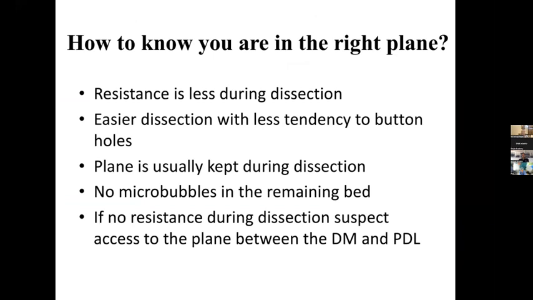But remember that if you find your spatula or dissector going into the plane with no resistance, then expect you are in the plane between the Descemet membrane and the predescemetic layer. And this is very dangerous because Descemet membrane is fragile and it will rupture easily. So avoid, if you find no resistance, then you withdraw the spatula and try to find another plane where you find some resistance, indicating that you are in the proper plane.